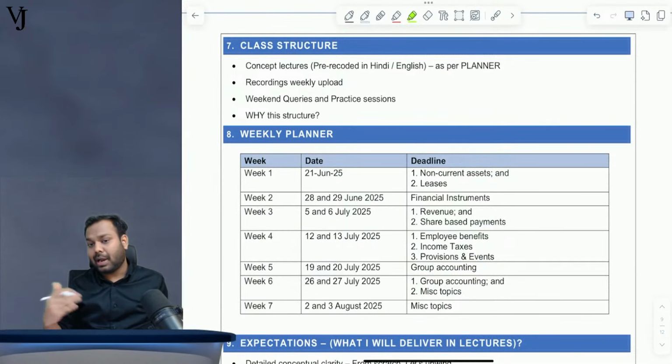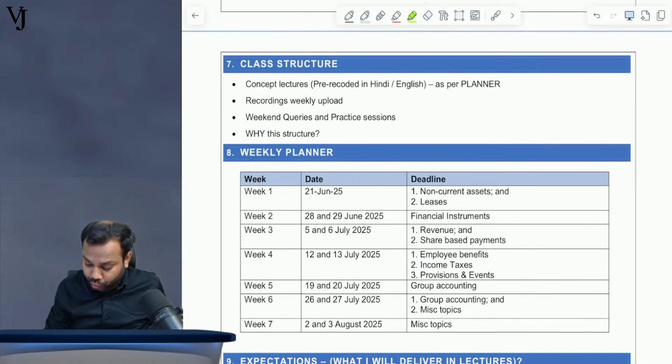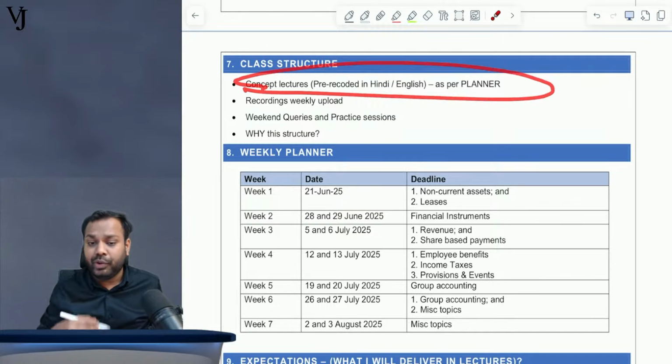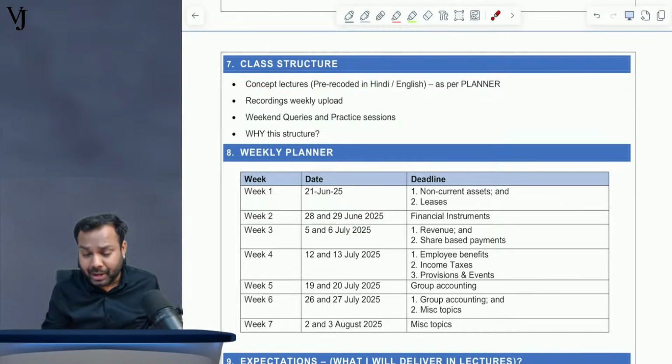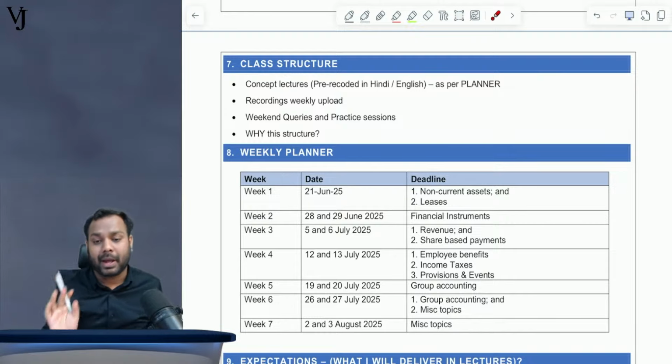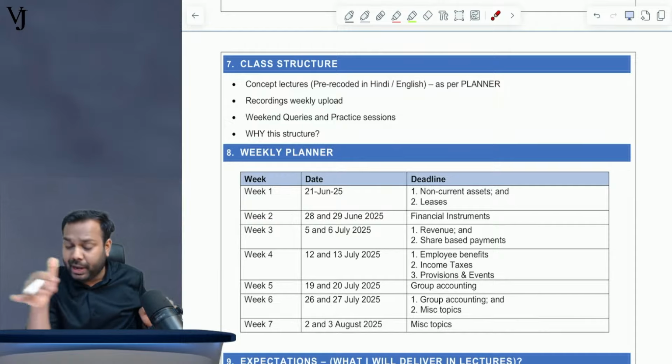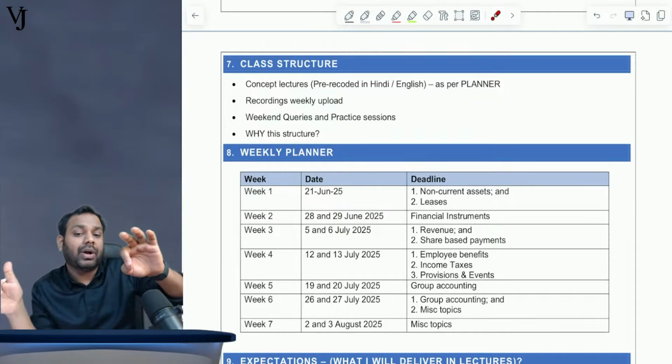What will be the class structure? As I was explaining, you have to watch the concept lectures which will be pre-recorded, which I will be uploading according to the planner, and which you have to watch according to the planner. You can stay ahead of me if you have time. That's good, but you can't lag behind.